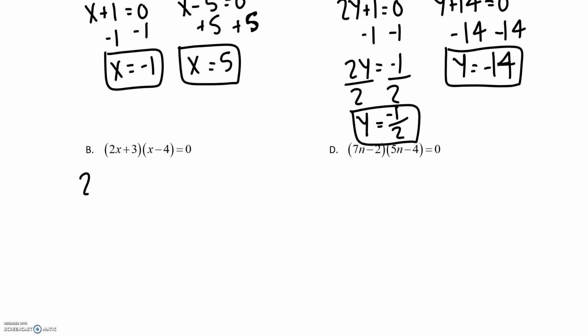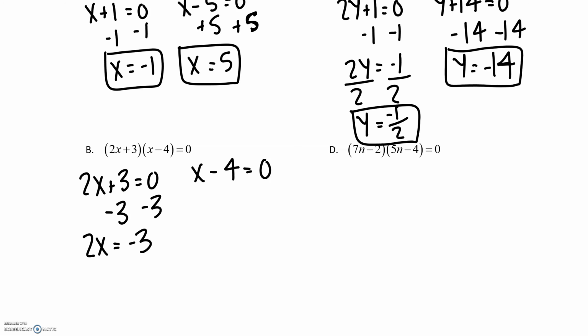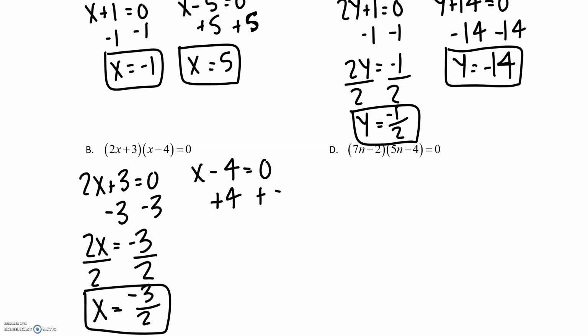Down here we have 2x plus 3 equals 0 and x minus 4 equals 0. So we subtract 3, and 2x equals -3. Divided by 2 on both sides, which gives us x equals -3/2. And we've got plus 4, so x equals 4.